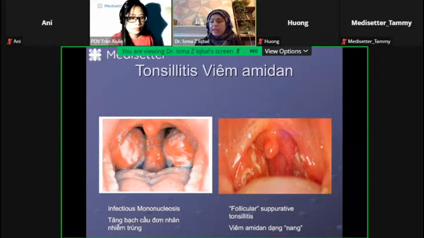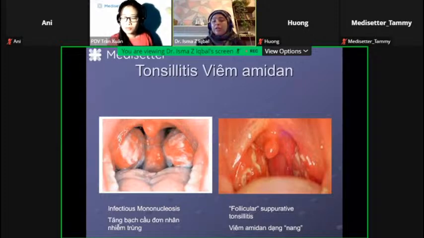Patients will present with a high temperature, difficulty eating and drinking, and difficulty with speech because of the swelling in the tonsils.